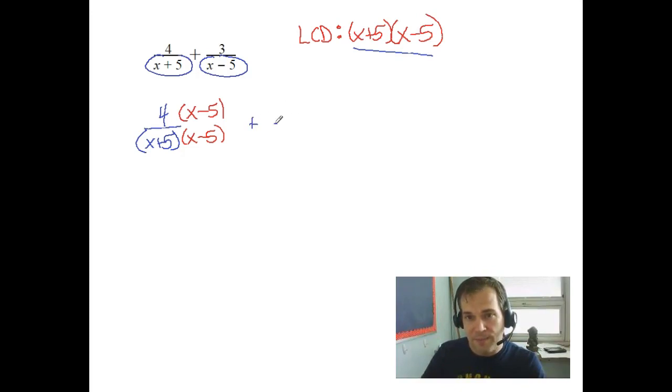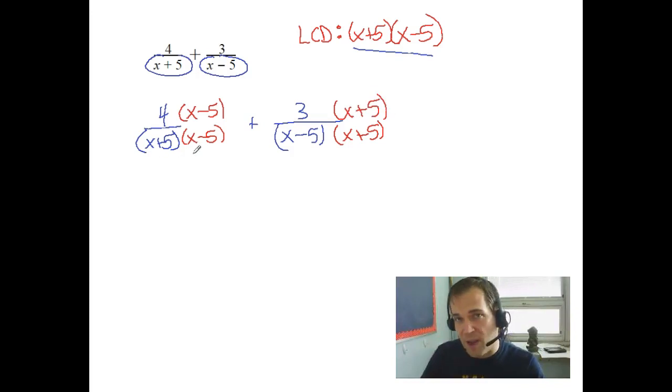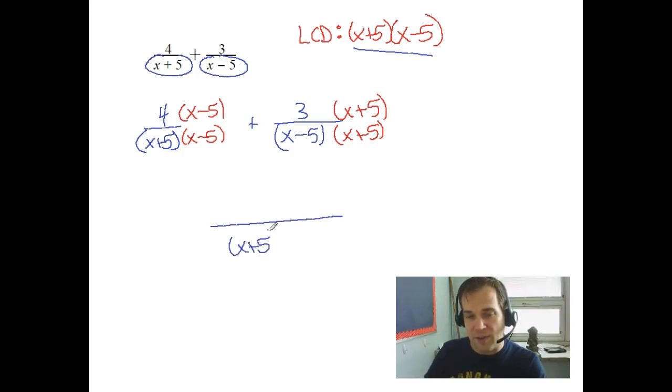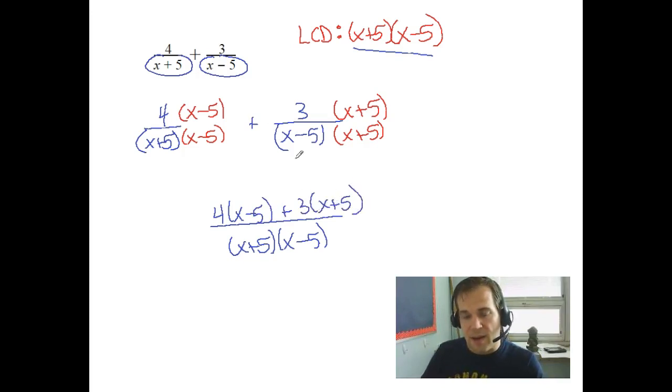Looking at the next fraction, the 3 over the x minus 5, when I compare this denominator to the common denominator, I can see it's missing the x plus 5. So the bottom will get an x plus 5, and the numerator will get an x plus 5. Now both denominators are x plus 5 times x minus 5. So that will be my common denominator that just gets put in the denominator. And this numerator would be 4 times x minus 5 plus 3 times x plus 5. And at this point, I'm not really too worried about the denominator anymore. I know it's correct. I just want to simplify that numerator.